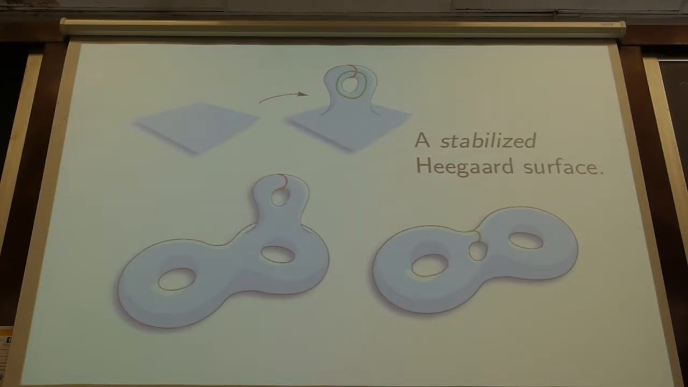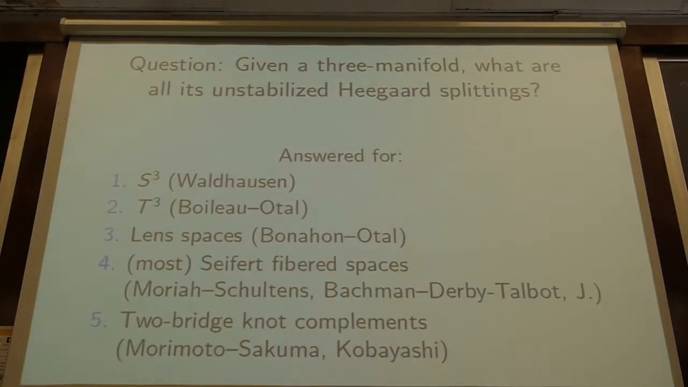Okay. So the question is, what are all the unstabilized Heegaard splittings for a three-manifold? There are a number of three-manifolds where this has been answered. I won't go through the list, but I think I've got all the names up there. So we've got the three-sphere, the three-torus, lens spaces, hyperfibered spaces. Those are actually all hyperfibered spaces. And then we have two-bridge knot complements.